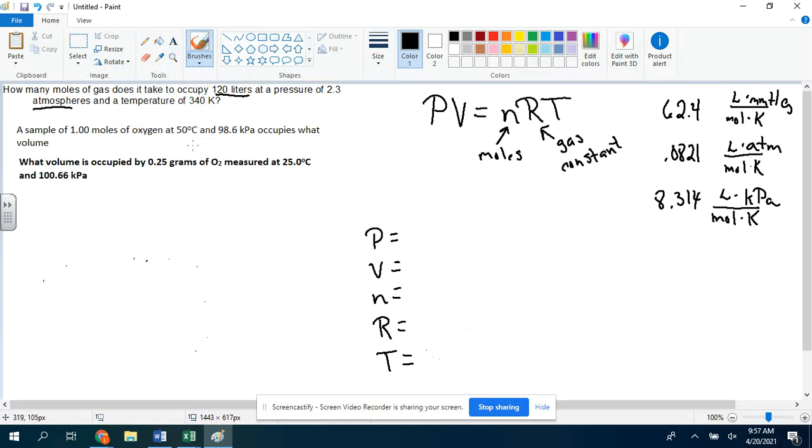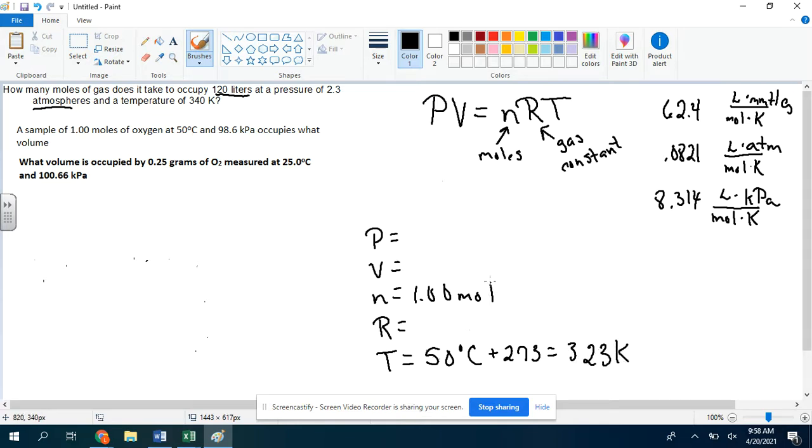For our second problem, it says a sample of 1 mole. All right, so that's our N. That should tell you right there, that's N. That's moles. It goes right there for the N. At 50 degrees Celsius, so I'm going to go ahead and write 50 degrees Celsius. And right now, I'm going to just convert that to K, which while we're thinking about it, we don't want to forget. So 50 plus 273 is 323 K.